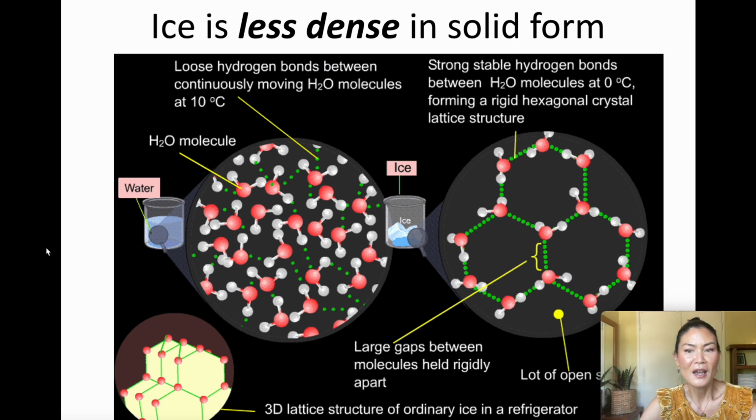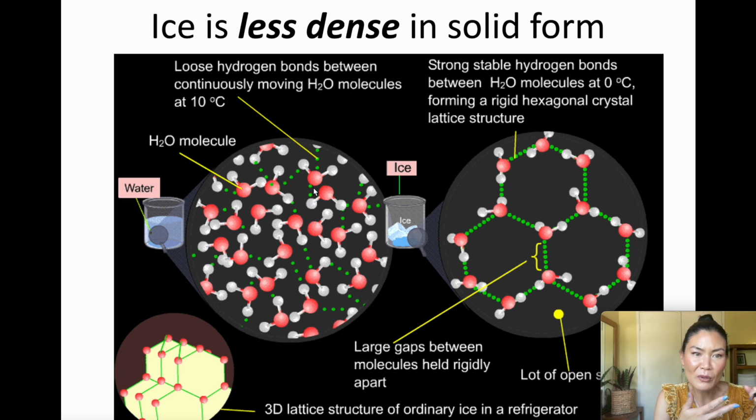Okay. Next, the next property of water is that ice is less dense in solid form. So water, when it's a solid, is less dense than liquid. I like this diagram because it shows you a visual of what I'm talking about. In liquid water, the water molecules are moving around. Remember when you were in middle school or elementary school, you talked about the 3 states of matter. You've got solid, liquid, gas, right?